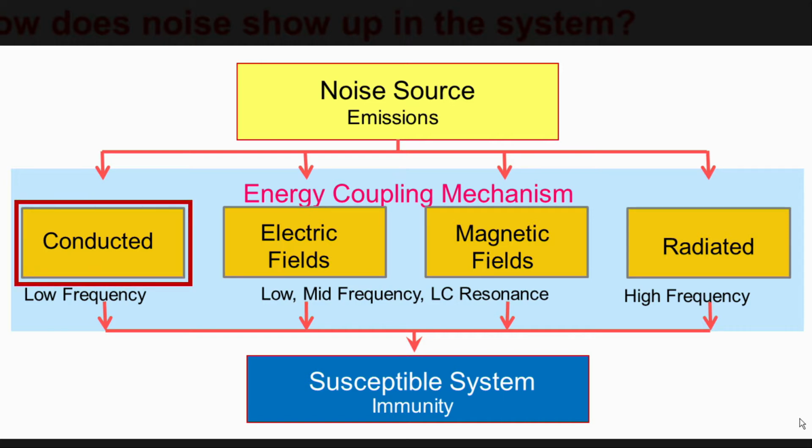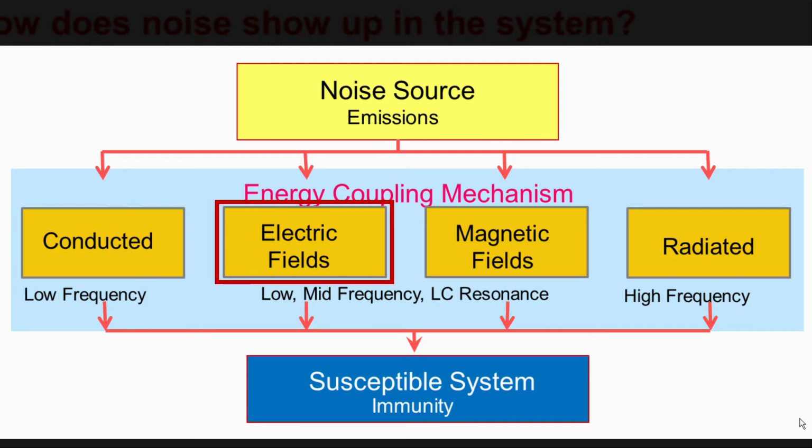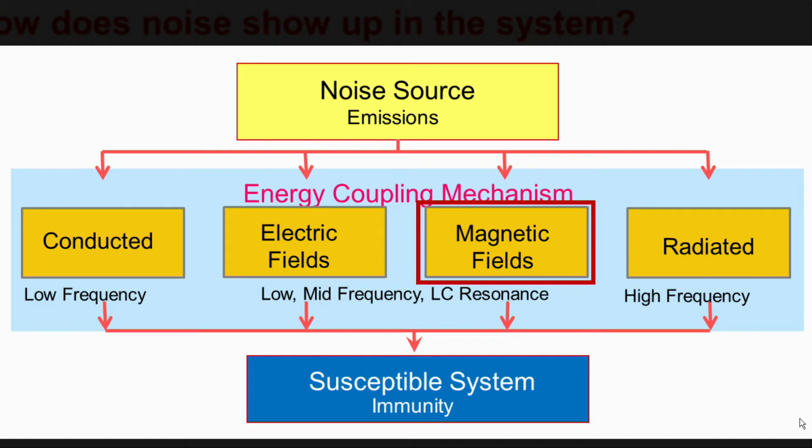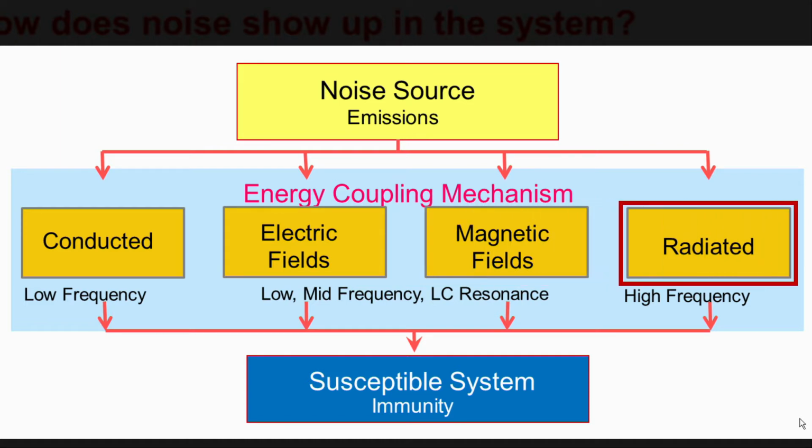You have conducted coupling, which is directly through a wire. You have electrical coupling, also known as capacitive coupling. That's where you're in close proximity to something and you have an electrical field causing the coupling. You have magnetic coupling from a magnetic field, and then in the far field, you start to get radiated coupling. All of those coupling mechanisms allow the noise from your system to go onto the susceptible system, and that's what we're trying to prevent.